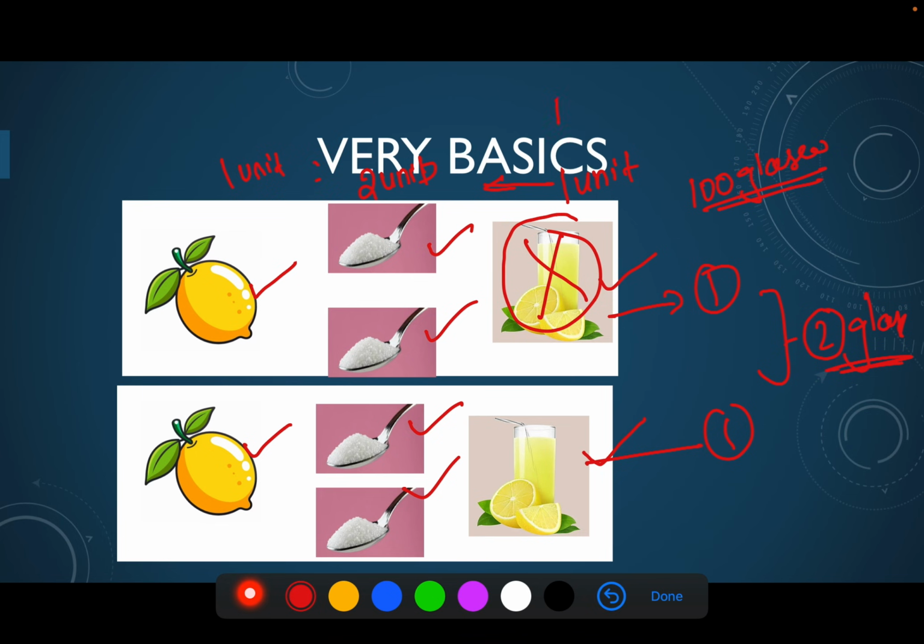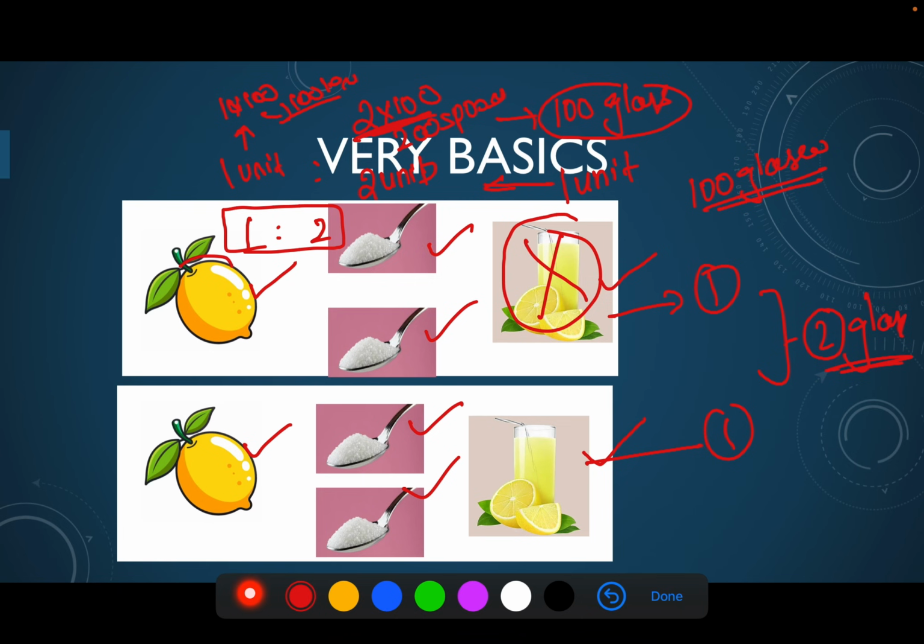That means if you want 100 glasses, you have to take 2 into 100, which is 200 spoons, and 1 into 100, which is 100 lemons. Like that you will get 100 glasses of lemon juice. This rule is called a ratio. They are in a ratio. So here the ratio is 1:2. They are in 1:2 ratio.